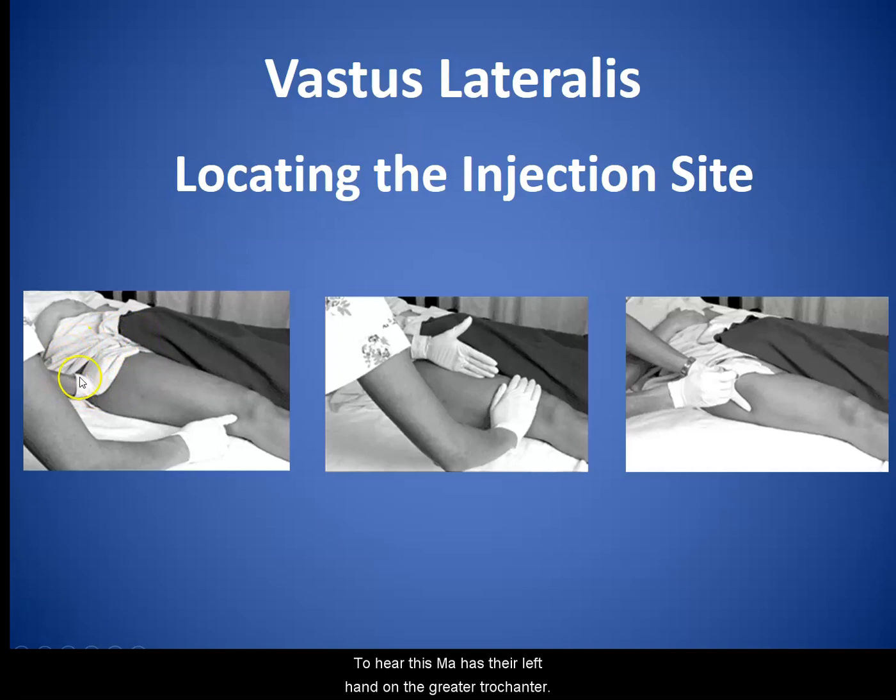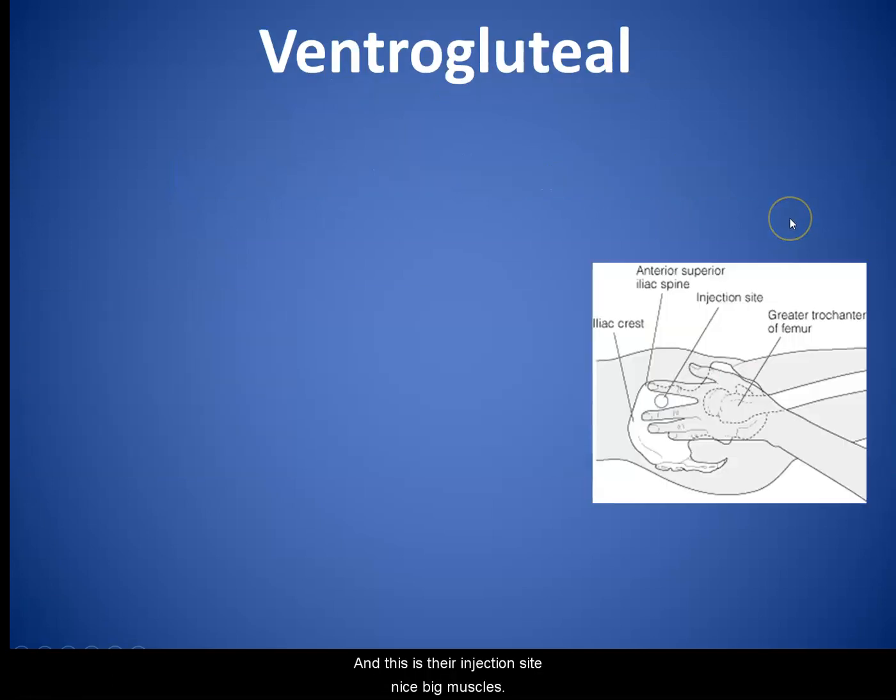So here, this MA has their left hand on the greater trochanter, and they've located the condyle there, and they're measuring a hand's width, and they measured a hand's width from both sides, and so they're pretty much right in the middle. Okay, and this is their injection site. Nice big muscle there that you can hold and visualize.